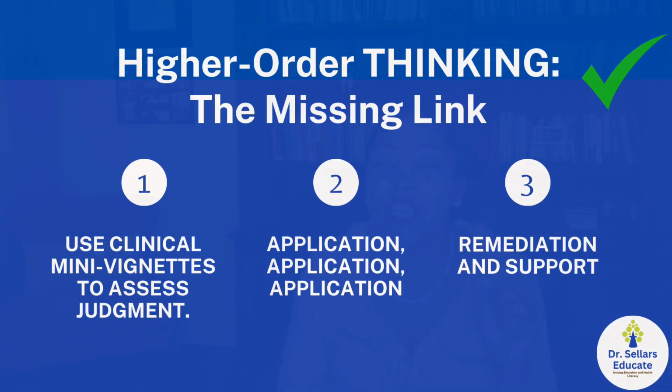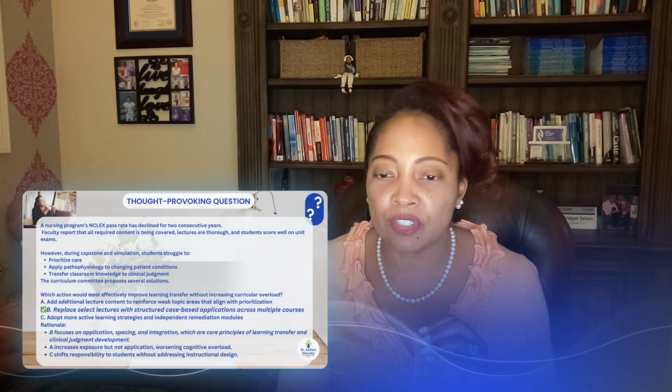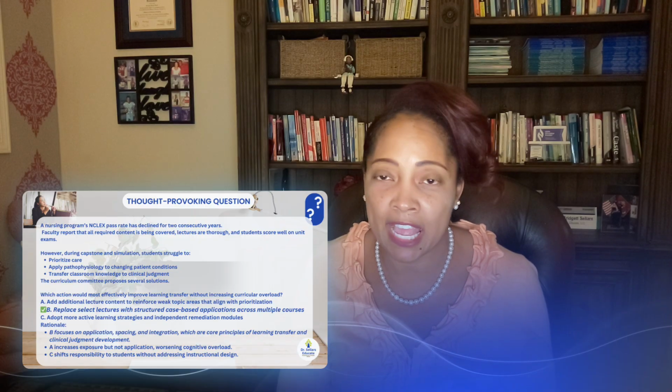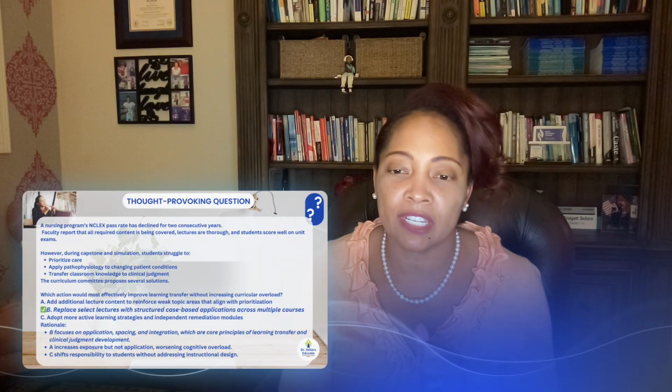Higher order thinking is essential as we wrap up our time together as part of this discussion. How do you engage in higher order thinking? Number one is using clinical mini vignettes or those unfolding case studies, application, application, application, and remediation and support. These are three critical components that help close the theory gap, bridge the links, connect the links that sometimes students are not able to connect on their own.